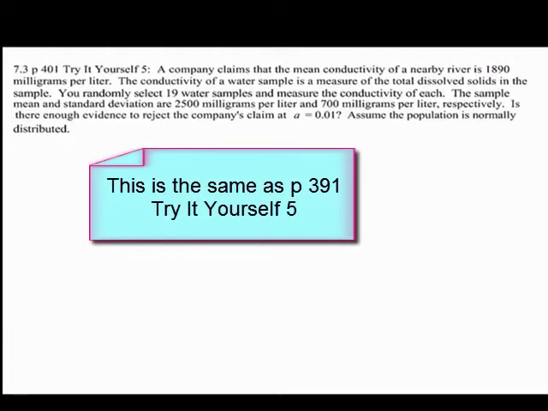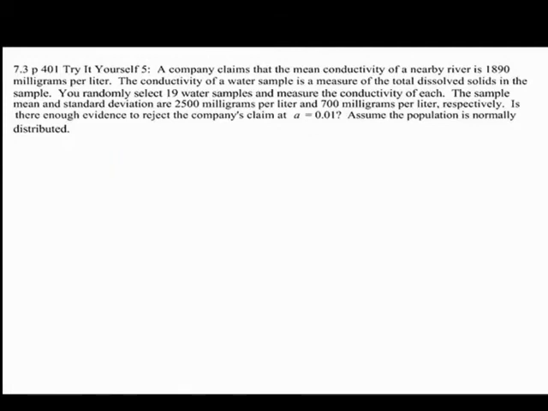Section 7.3, page 401, Try It Yourself 5. A company claims that the mean conductivity of a nearby river is 1,890 milligrams per liter. The conductivity of a water sample is a measure of the total dissolved solids in the sample. You randomly select 19 water samples and measure the conductivity of each. The sample mean and standard deviation are 2,500 milligrams per liter and 700 milligrams per liter, respectively. Is there enough evidence to reject the company's claim at alpha equals 0.01? Assume the population is normally distributed.